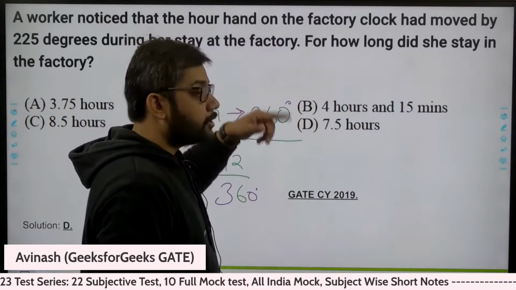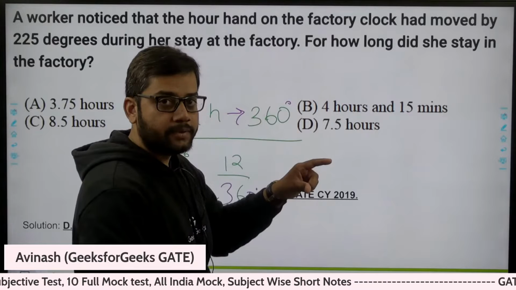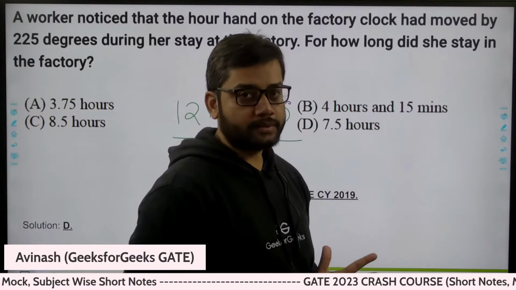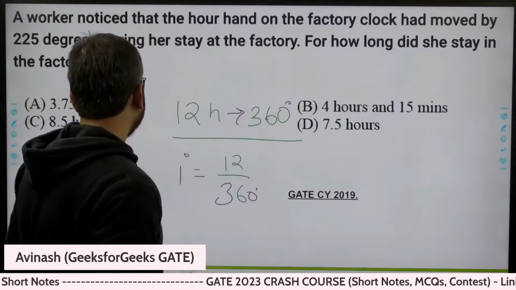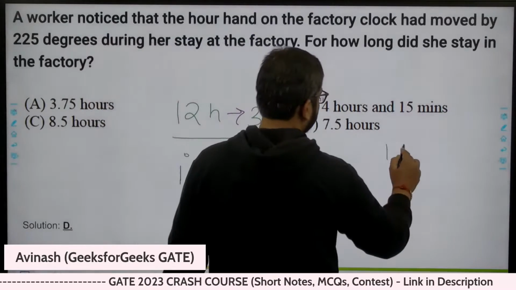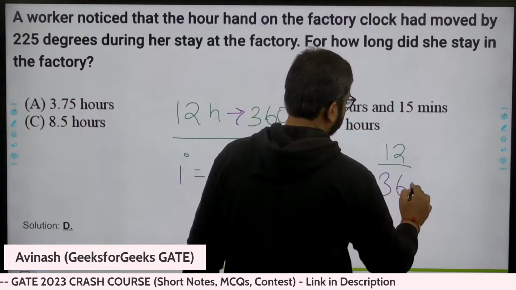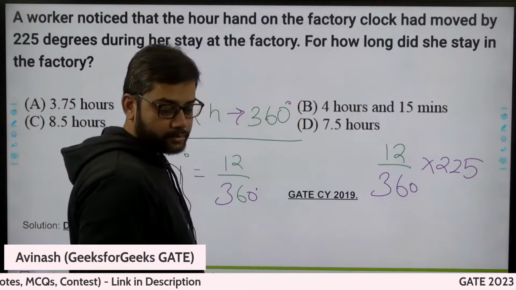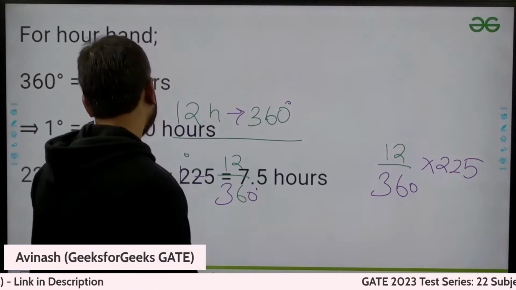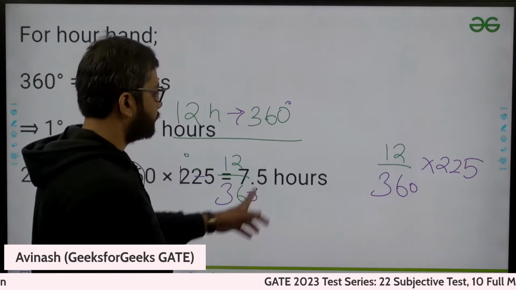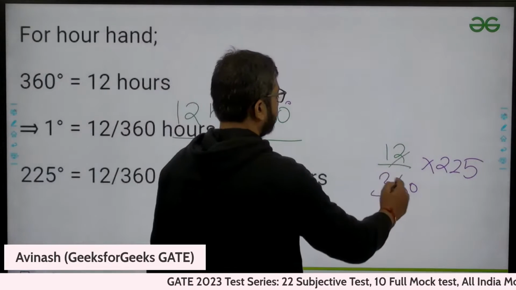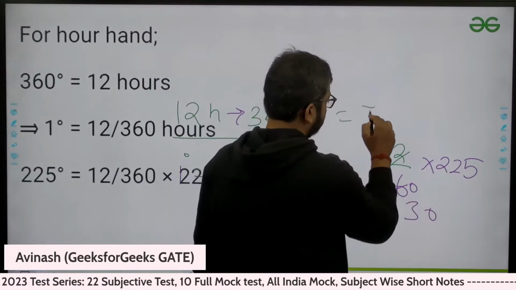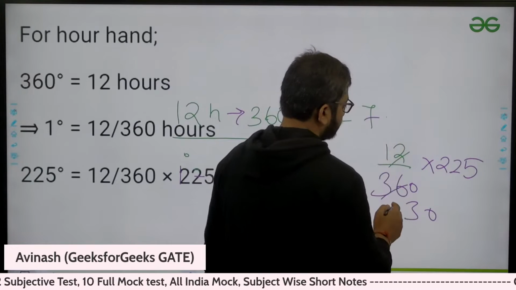So for 12 hours it is covering 360 degrees. In 1 degree, how much will it cover? 12 upon 360. So for 225 degrees, this will be 12 upon 360 into 225 degrees. If you solve this, you will find the answer is 7.5.